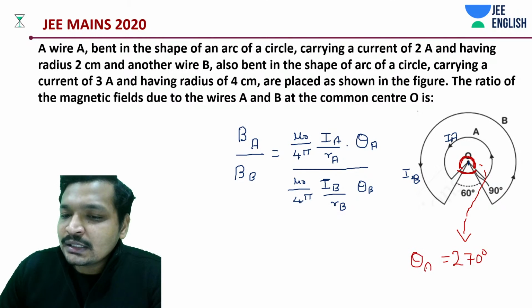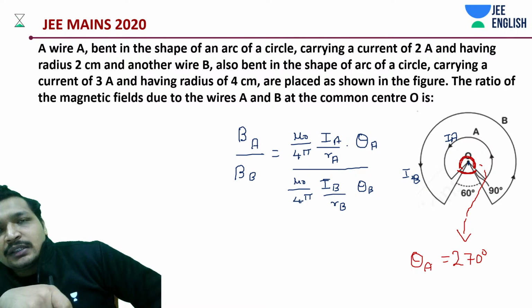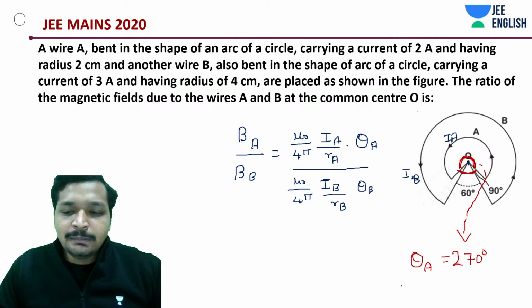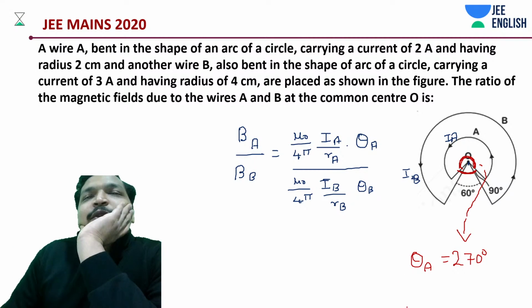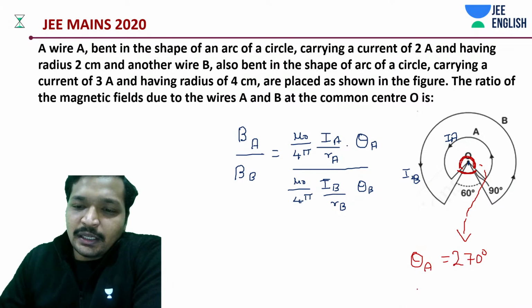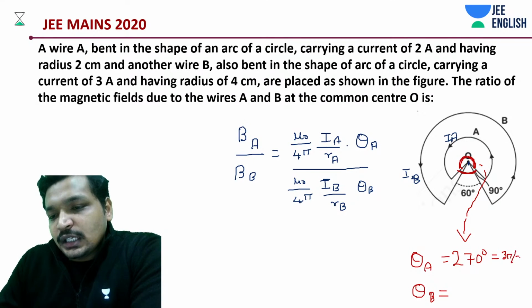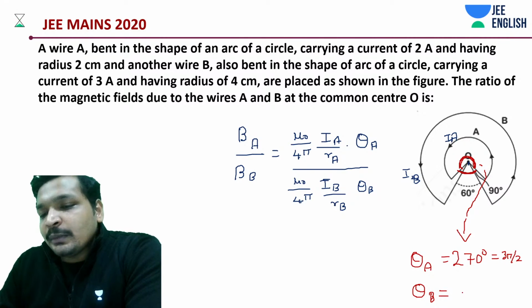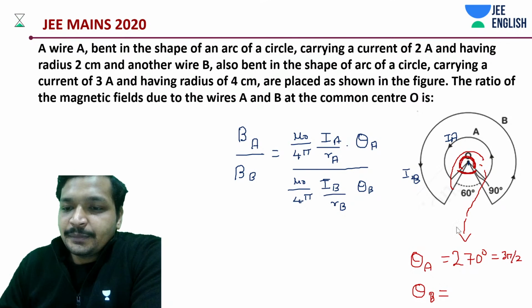What is theta A? You can write it down as 2 pi minus pi by 4, basically pi plus 3 pi by 4, 7 pi by 4. Not necessary, and I'm making some mistake there, so that's why I'm not doing it. It's pi by 2, so it's going to be 3 pi by 2. Yes, this is 3 pi by 2. And theta B is that whole thing, you know that. It's 300 degrees.